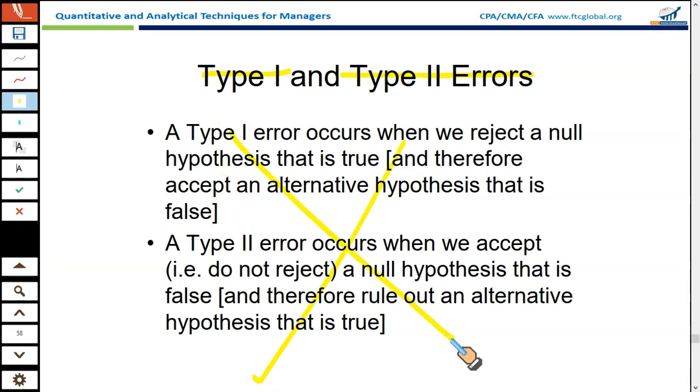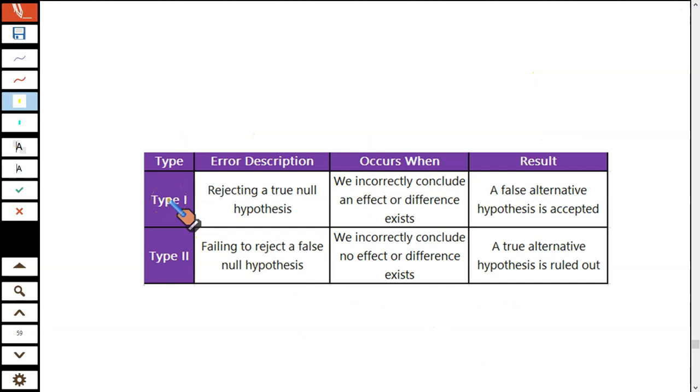In the next slide I will explain. Type 1 error: you reject a true null hypothesis. The null hypothesis was true, but you rejected it and you took a false alternative hypothesis as acceptable. So this is what you call the type 1 error. You reject the null hypothesis that was true and a false alternative hypothesis is accepted. So it occurs when we incorrectly conclude an effect or difference exists.